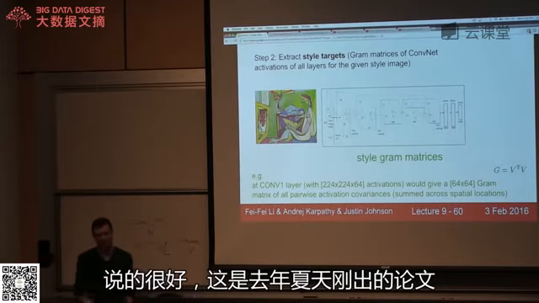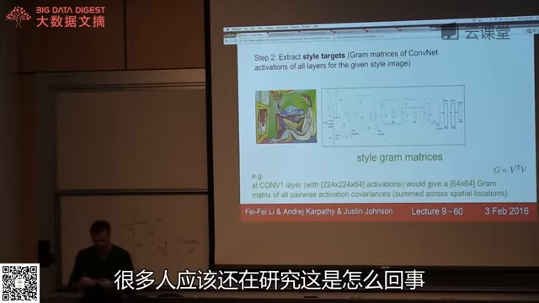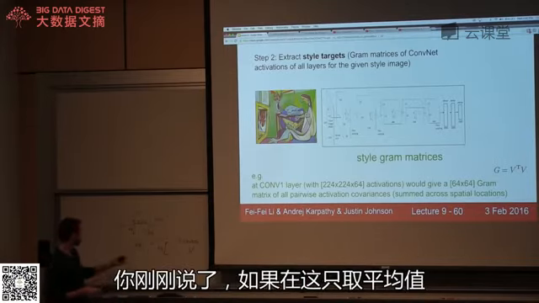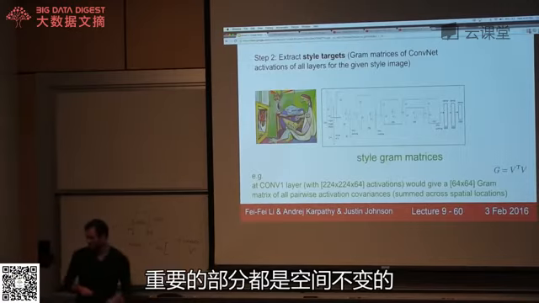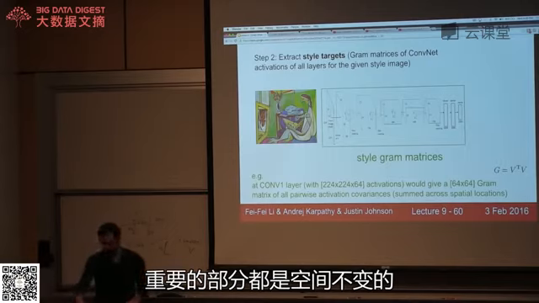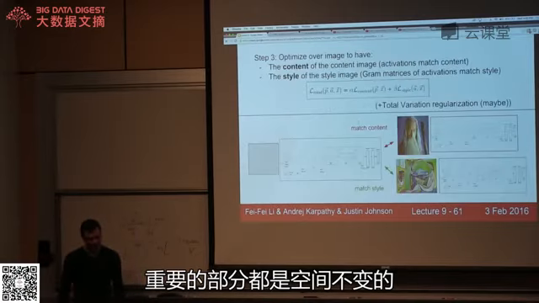Yeah, it's a good point. This is a paper from the summer, so I think a lot of people are still trying to figure out exactly what's going on here. So, Justin, you're pointing out that if you just take a mean over here, the important part is actually the spatially invariant part of it. Yeah. There's another paper that came out on arXiv maybe 2 weeks ago that uses a Markov random field to measure these interactions rather than this gram matrix. They have some results that look really crazy, but it's 10 times slower. I tried it out, and it took a long time, even on a really good GPU.